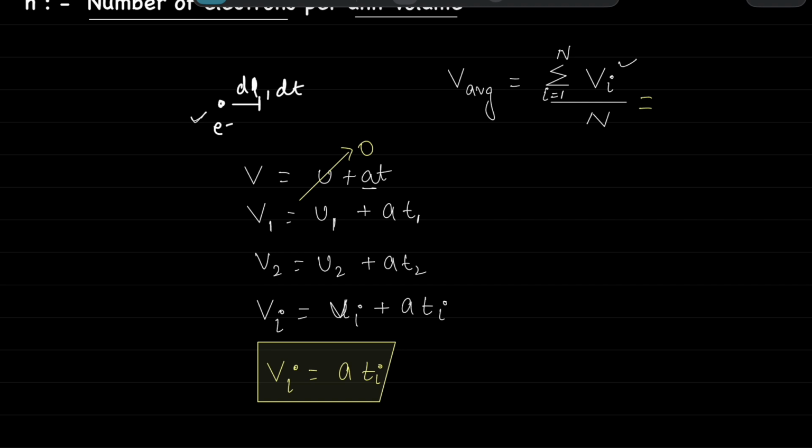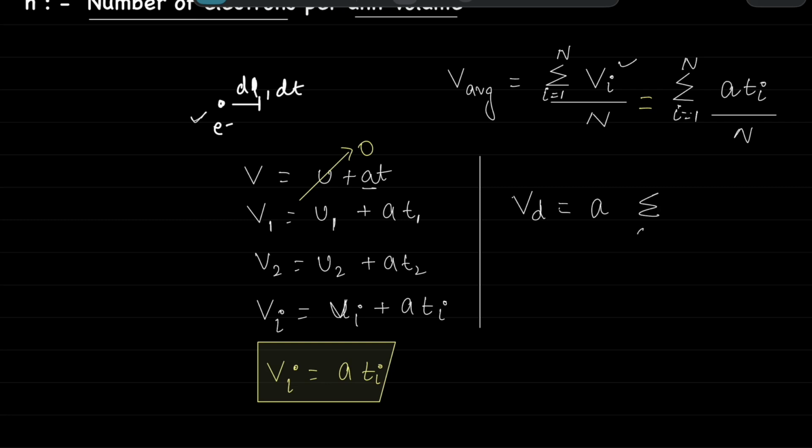It is equal to summation of i equal to 1 till n, and this is equal to A into Ti by n. So V average is nothing but drift velocity. So Vd is equal to A. A is constant, so we can keep it outside, it's uniform, and we can write summation of i equal to 1 till n Ti by n. So this Ti by n summation, what can we write?